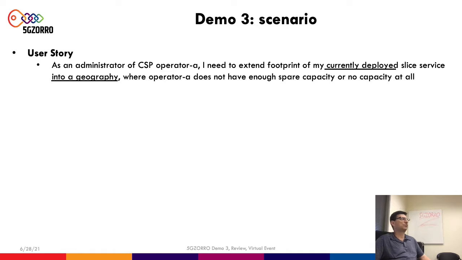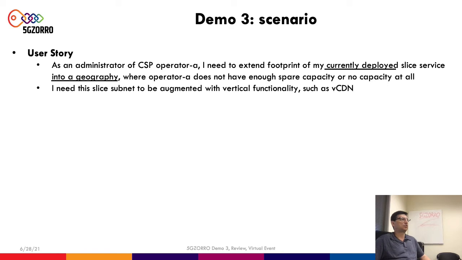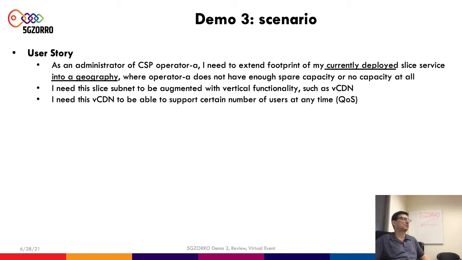Let's start from a user story. As an administrator of CSP called Operator A, I need to extend the footprint of my currently deployed slice service into a geography where Operator A doesn't have enough capacity or no capacity at all. I need this slice subnet to be augmented with vertical functionality, such as virtual CDN. I need this virtual CDN to be able to support certain number of users at any given time. This is a quality of service requirement.